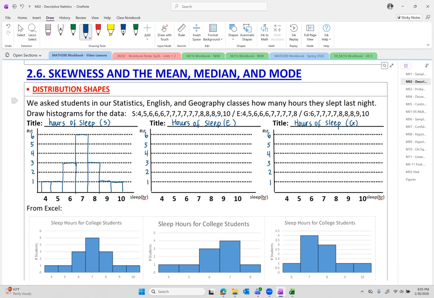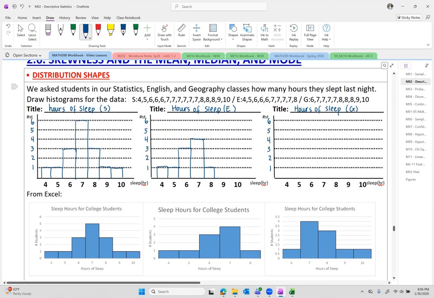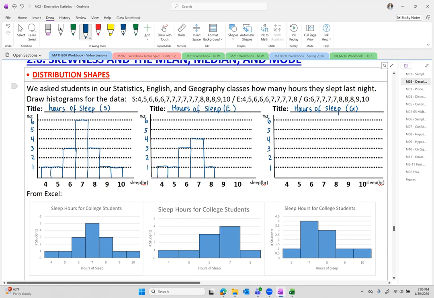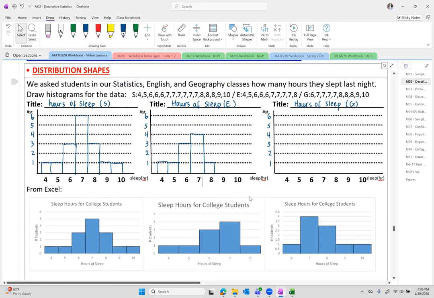For English, I had one student say 4 hours of sleep, one student say 5 hours of sleep, 3 students say 6 hours of sleep, 4 students say 7 hours of sleep, and 1 student say 8 hours of sleep. This distribution is skewed left. Skewed left means that a lot of the data are towards the upper values, 6, 7, and only 1, 8, but very few data create a little tail in the graph of lower values.